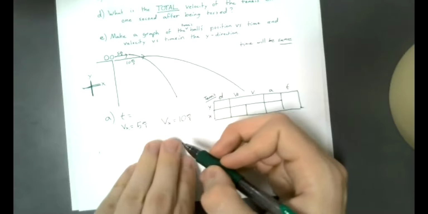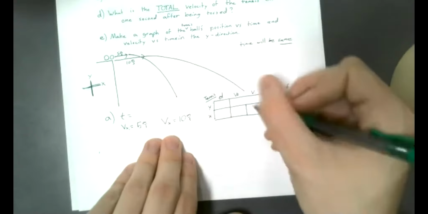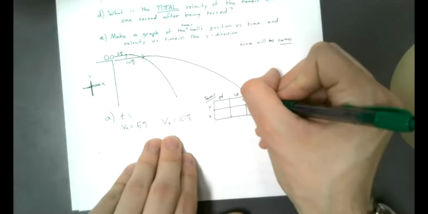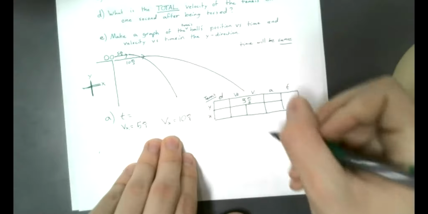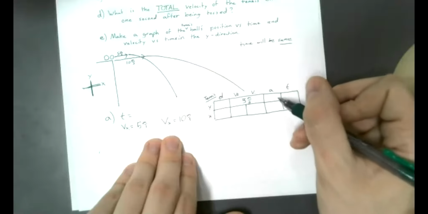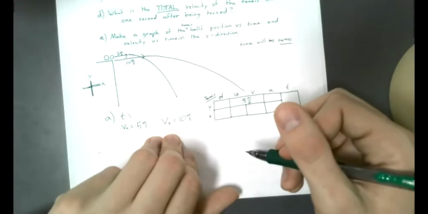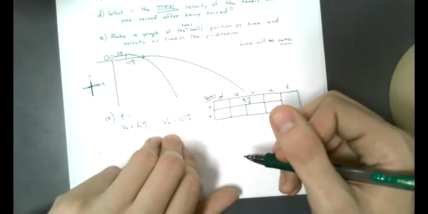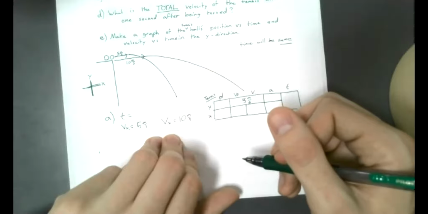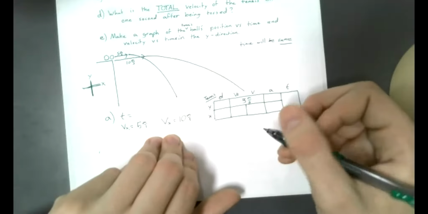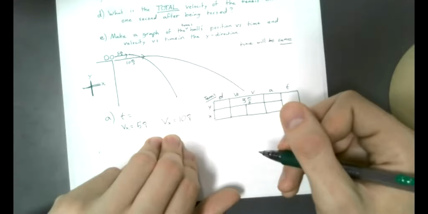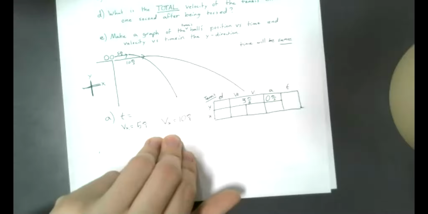Either way, let's take the tennis ball and plug in everything we know. 5 meters per second is the speed they gave us. What's the acceleration for a projectile in the X direction? Someone answer that question for me. 0. Yep, it is 0 meters per second squared.